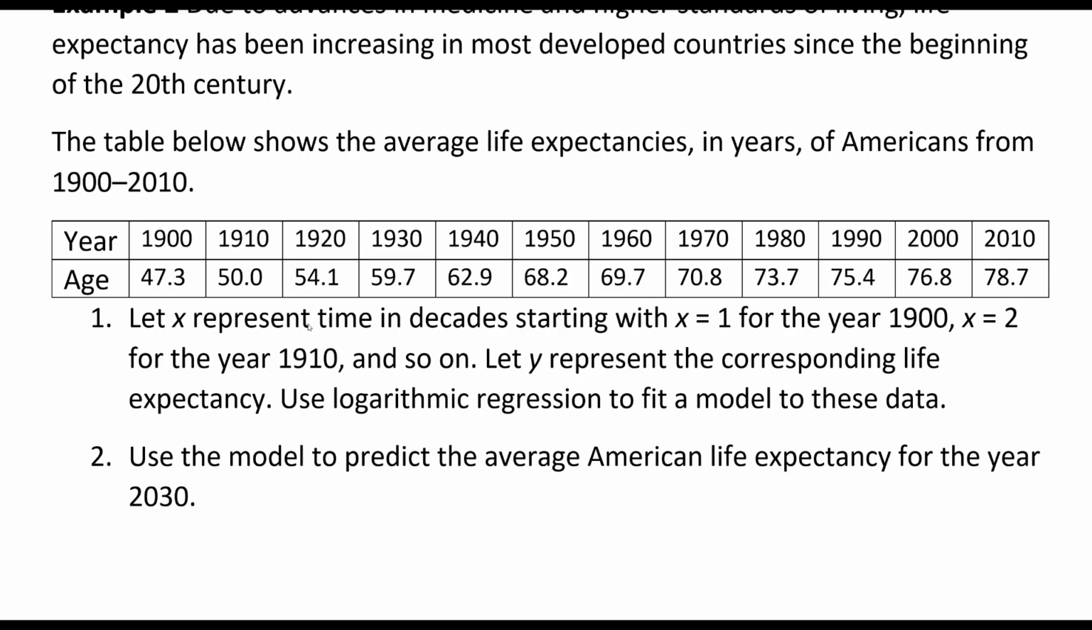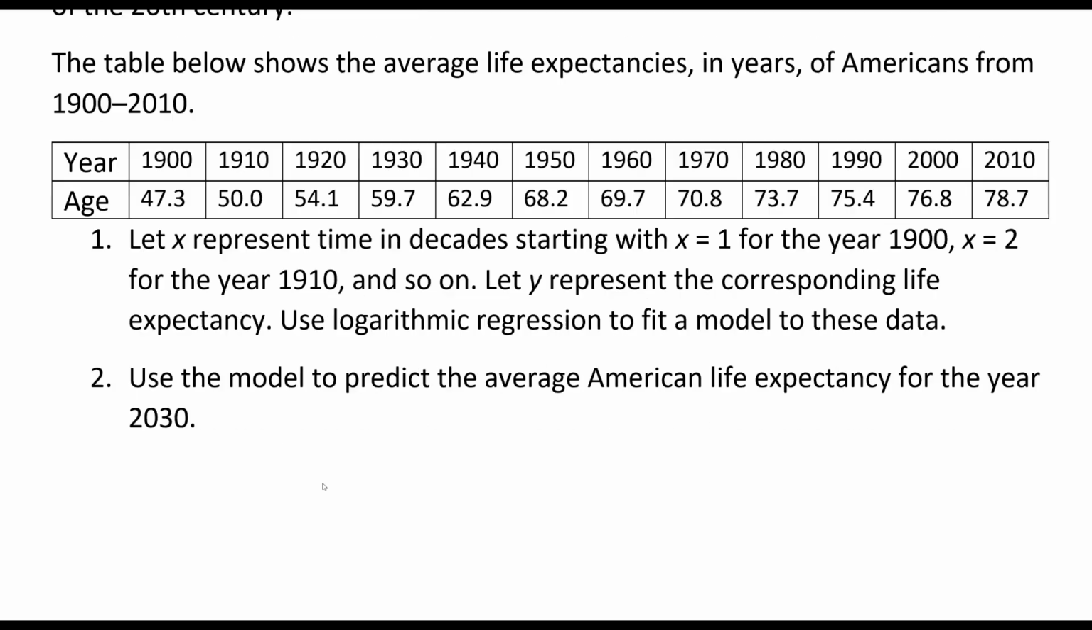Let x represent time in decades, starting with x equals 1 for 1900, x equals 2 for 1910, and so on. So when I index this, that's 1, it goes up to 12. And then it wants us to use the model to predict the average American life expectancy for the year 2030. Okay, so let me go ahead and bring this over.